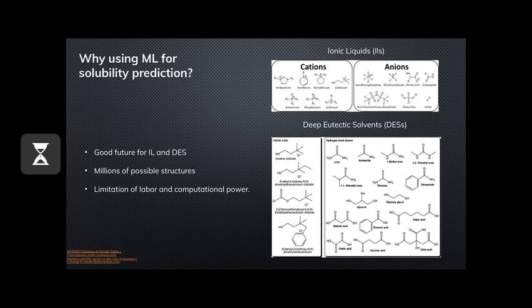Therefore, screening out the best performing combination among millions of possibilities will take forever to accomplish. Therefore, I want to use machine learning to decrease the computational cost for making such a prediction.